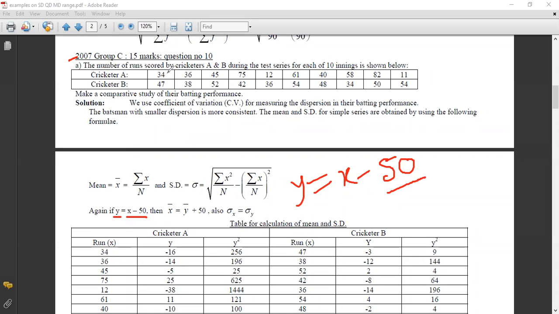the runs scored by cricketer A: 34, 36, 45, 75, 12, 61, 40, 58, 82, 11. On an average, you can blindly say the average will be 50. Maybe without calculating you can write it like this. No tension. You can write it also x minus 40. 40 লিখলেও চলবে. You can write it x minus 60. সে লিখলেও চলবে, কোনো অসুবিধা নেই. But never write like this: y equal to x minus 100. এটা লিখো না.